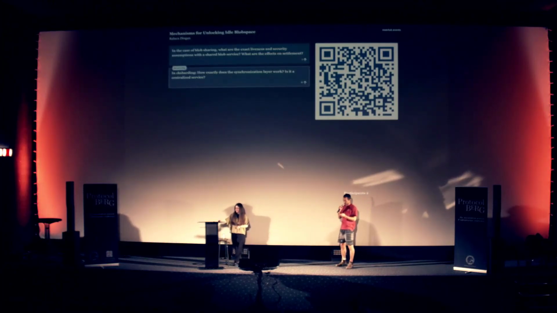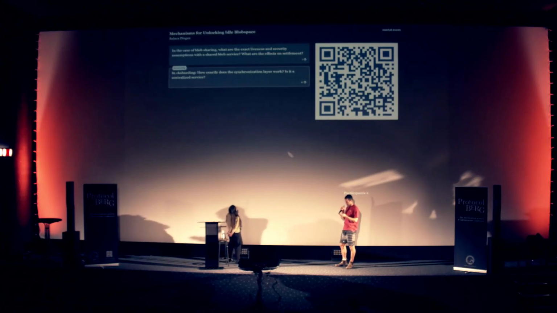In ZK sharding, how exactly does the synchronization layer work? Is it a centralized service? It is thought of as a decentralized service, but it starts as a centralized service, yes. It is a single entity right now, which interacts with all the shards and with the prover network. But then later on, these different components, even the aggregator or the proposer, could be further decentralized in standard rollup fashion.